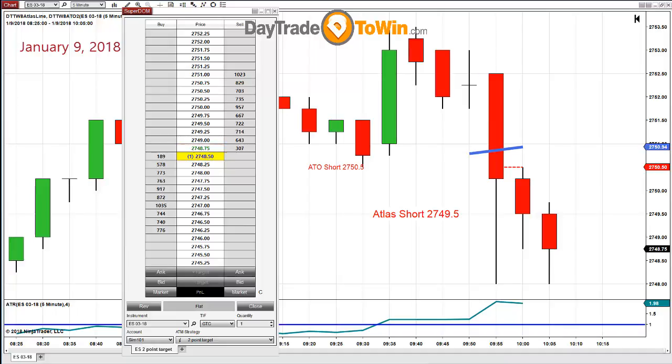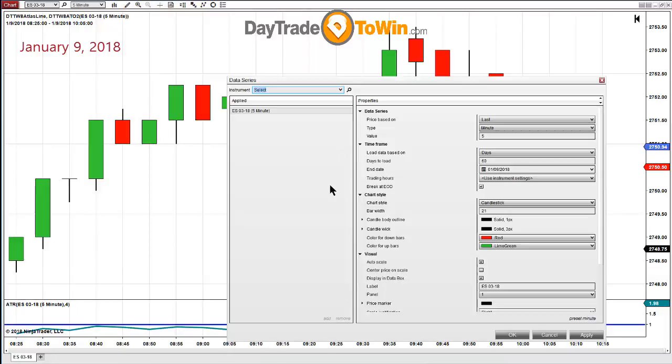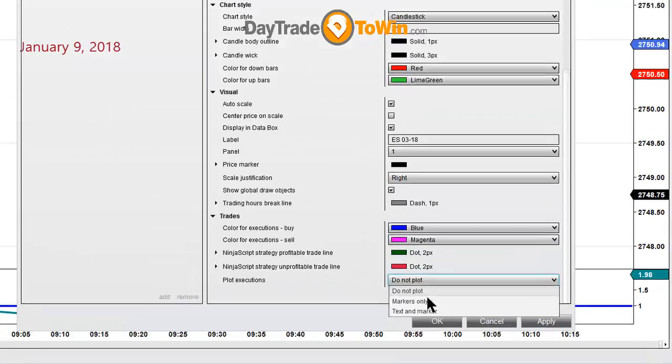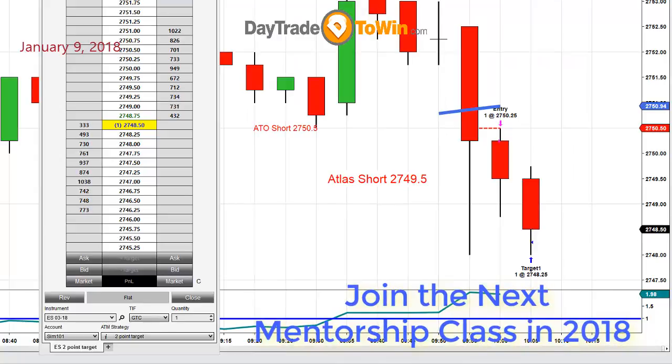Typically, the trades on the Atlas line and on the At the Open are held for 4 candles. On a 5-minute chart that would be 20 minutes. I'm going to also show you the exact entries by adding the text and the marker here to the chart so you can see exactly how these trades are demonstrated with exact entries and exits labeled on your chart.